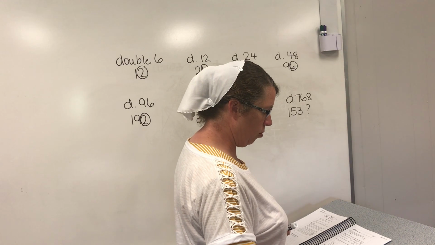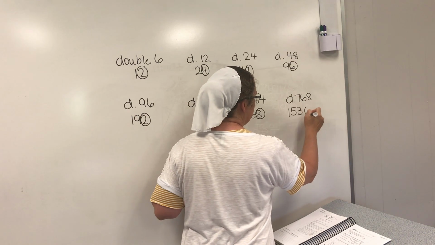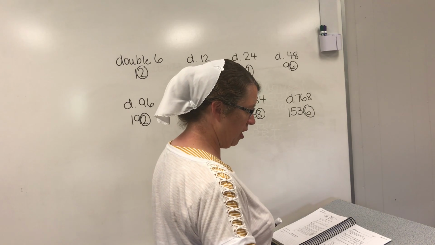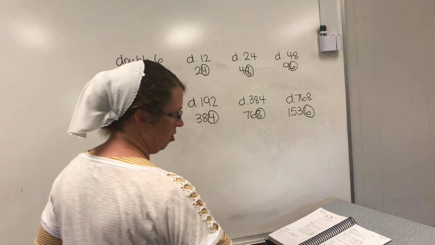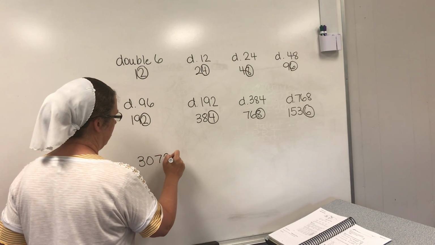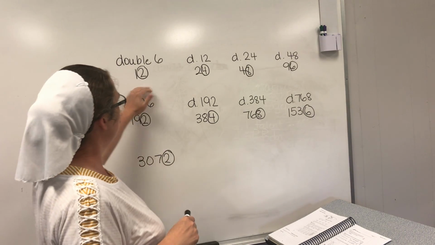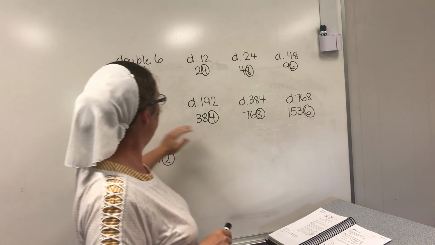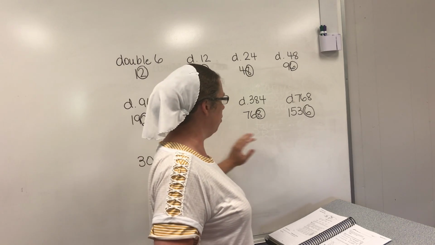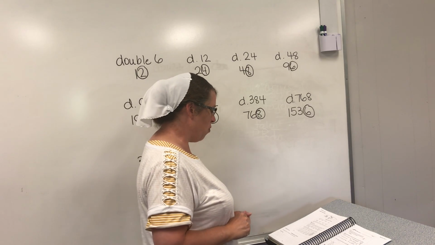768 times 2, 1, 5, 3, 6. What do you think a double 1, 5, 3, 6 is? Think it's going to be back to a 2? Let's look. 3, 0, 7, 2. How interesting is that, guys? 2, 4, 8, 6. And if you kept going, I'm thinking it'd probably be 4, 8, 6. So neat. All right, they have some more things for us to look at.